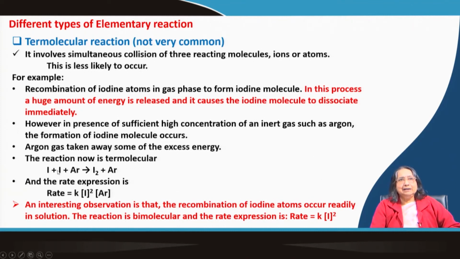But if the reaction is done in some solution, then what will happen? Then this excess energy, the solvent can take out and then the reaction will occur. The reaction is bimolecular and the rate expression is rate equals k into I concentration to the power 2, where k is nothing but the specific rate constant. Okay. So, a termolecular reaction is possible somewhere, but it is not very common like the bimolecular reaction.